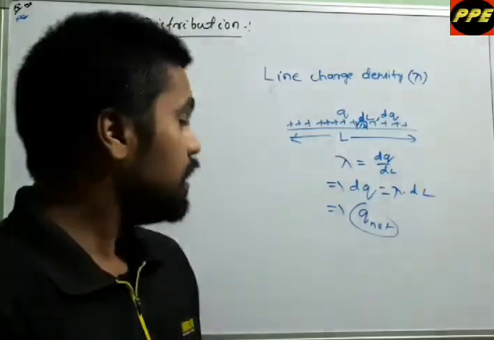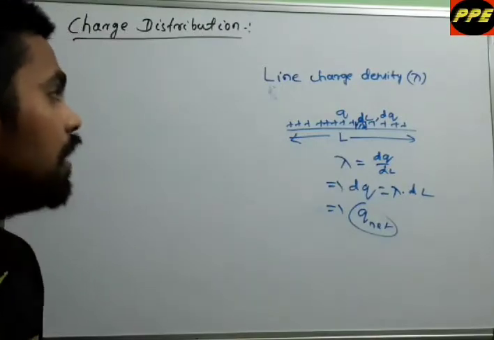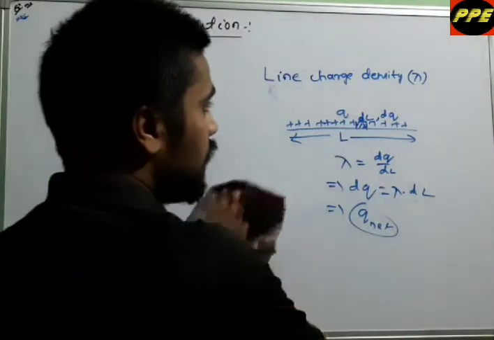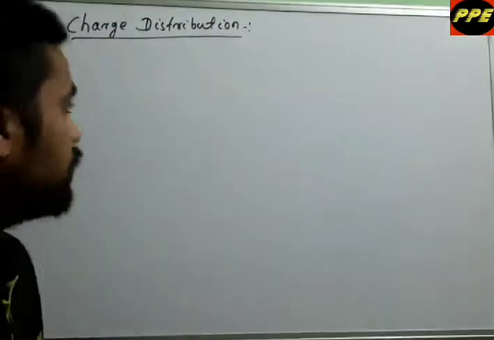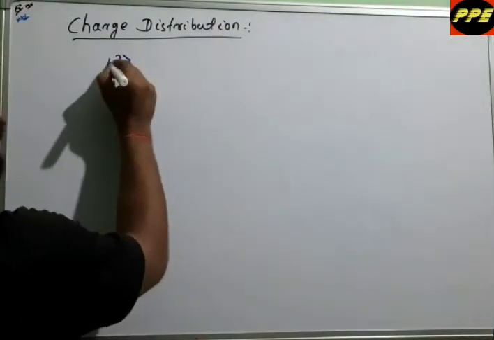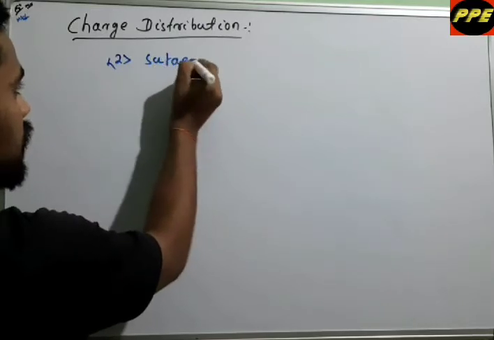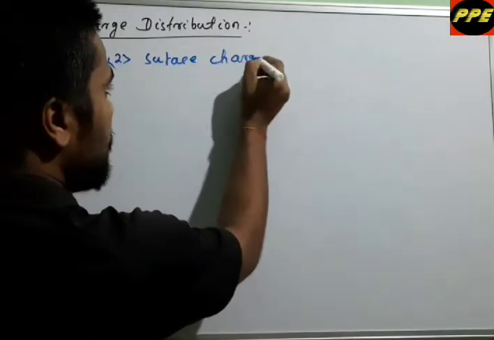So in this class we will study another charge distribution. Second one is surface charge density or surface charge distribution. Write down. Second one is surface charge distribution.